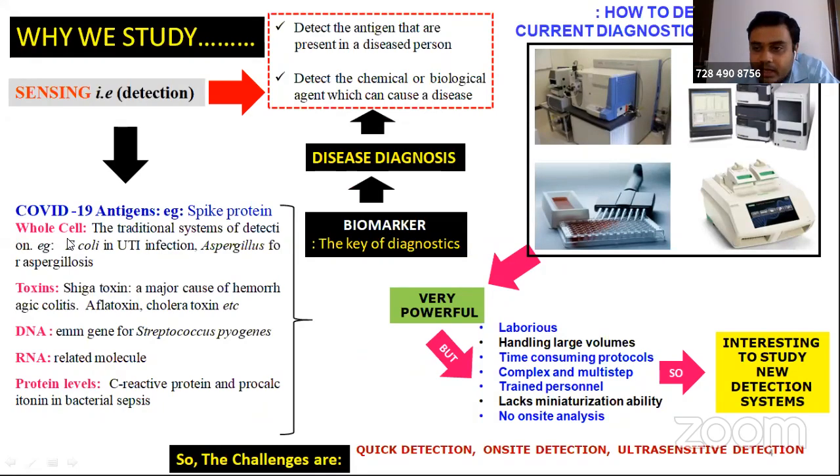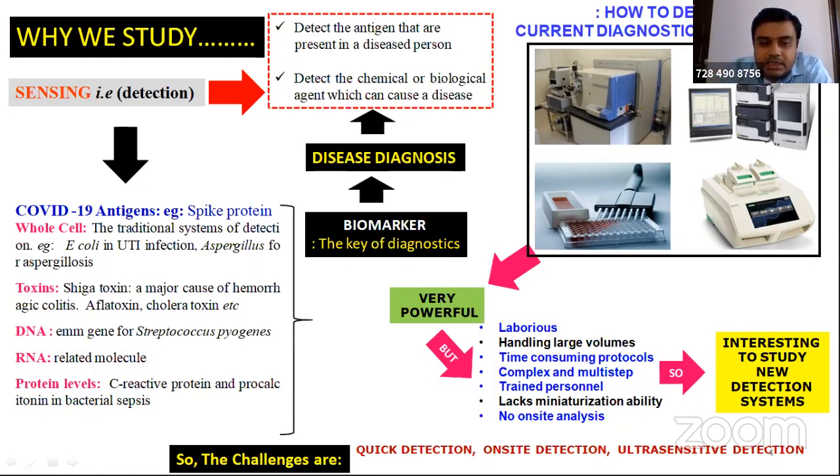COVID-19 antigen, the whole bacteria. Everybody knows that UTI, urinary tract infection, is very common in people. In that case, the doctor or the pathologist is going to detect a bacterial presence in the urine samples, right? After that, people can go for the detection of the toxin also, like cholera toxin, vibrio toxin, many toxins. And after that, we can go for the detection of the DNA, RNA, or protein level. If somebody has a bacterial infection, say for example, we can go for a detection of the C-reactive protein or prolactin. So the point is, we are going to detect a molecule.